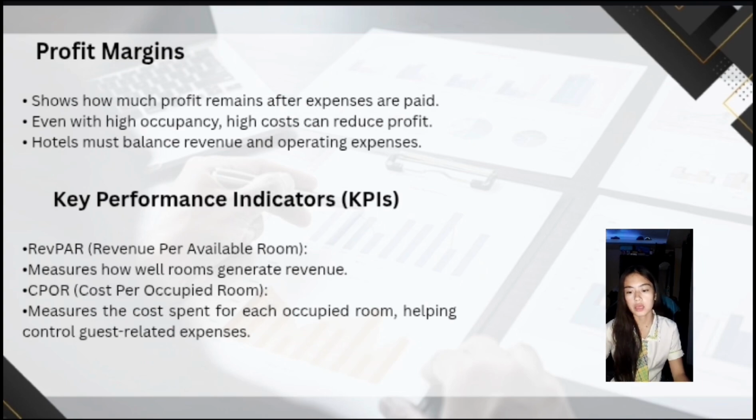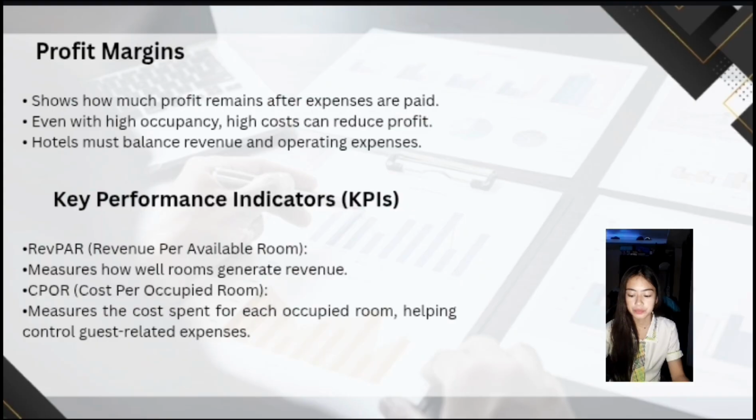So here come the key performance indicators. So what are key performance indicators? Revenue per available room measures how rooms generate revenue. And then it shows how to get the cost per occupied room, and it also measures the cost spent for each occupied room, helping control guest-related expenses.